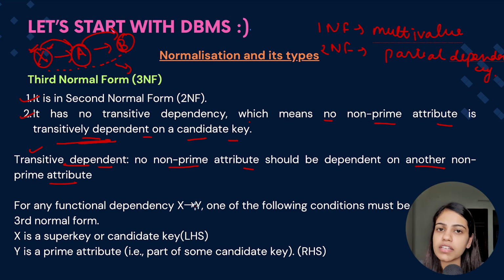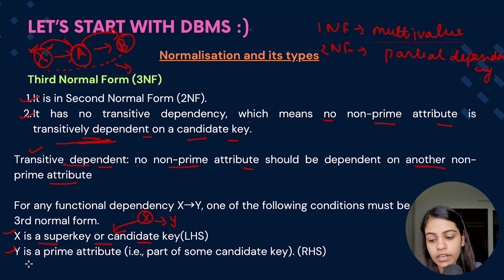Now, there are two ways in which we can determine if a given functional dependency is following the third normal form or not. So if there is a transitive dependency, there would be a non-prime to non-prime dependency. Also, if we want to check that there is no transitive dependency, we can check for these two rules. That is, if X determining Y is a functional dependency, then either X should be a super key or candidate key, or Y should be a prime attribute, that is, a part of a candidate key. So if any one of these holds true, we can say that this functional dependency doesn't have any transitive dependency.